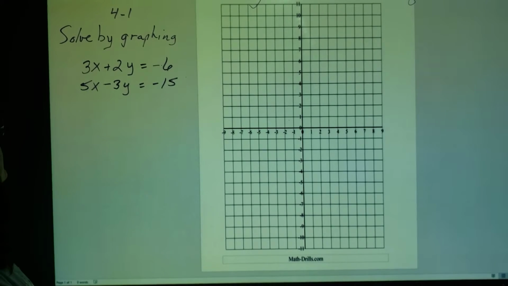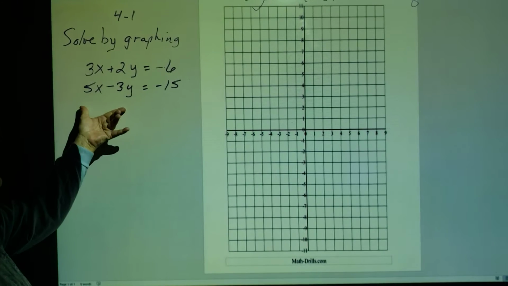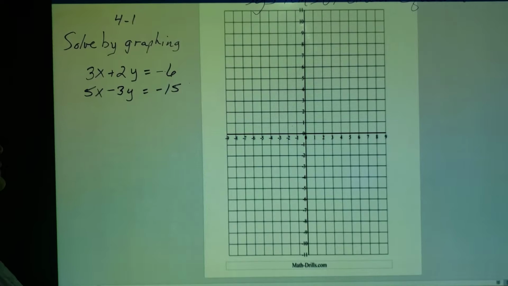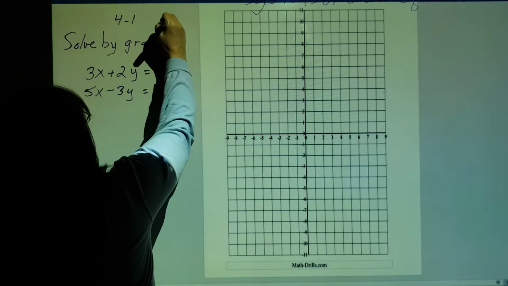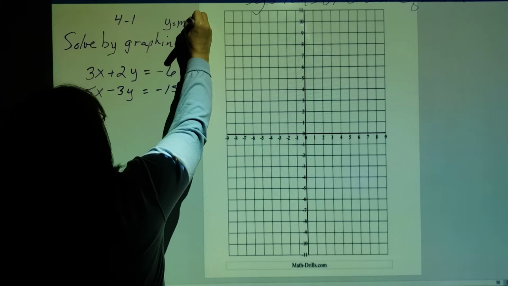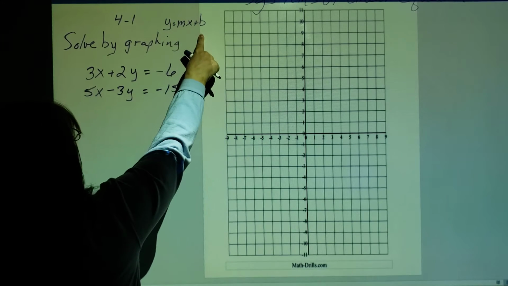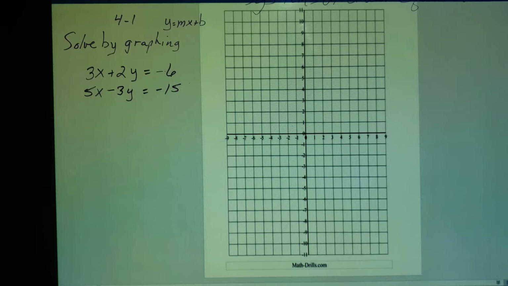Right, this is part 2 of Solve by Graphing. What we're going to do first is put these into slope-intercept form. Remember that slope-intercept form is y equals mx plus b. b is the y-intercept and m is the slope.